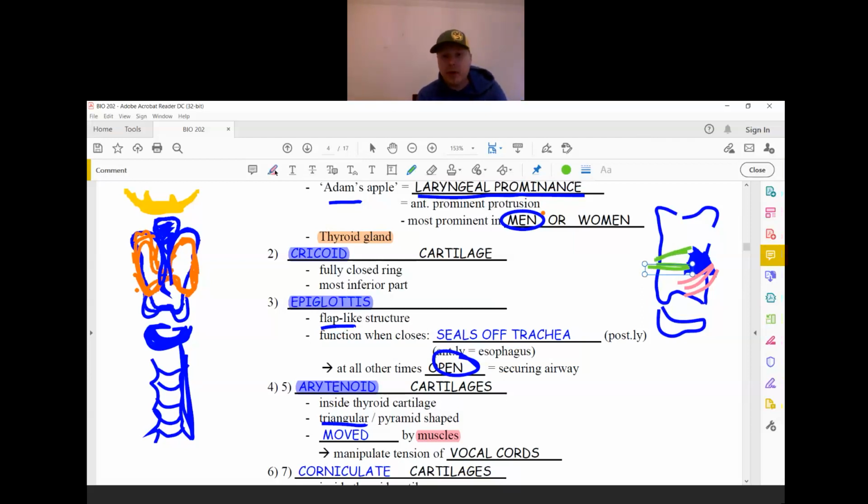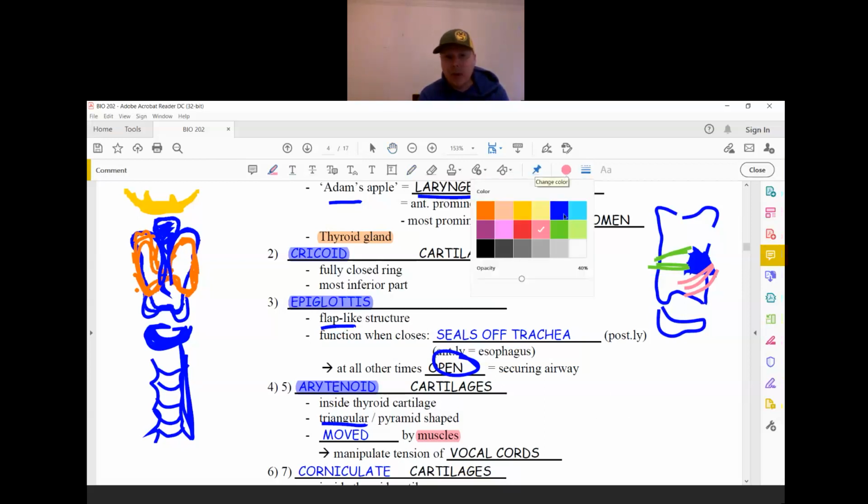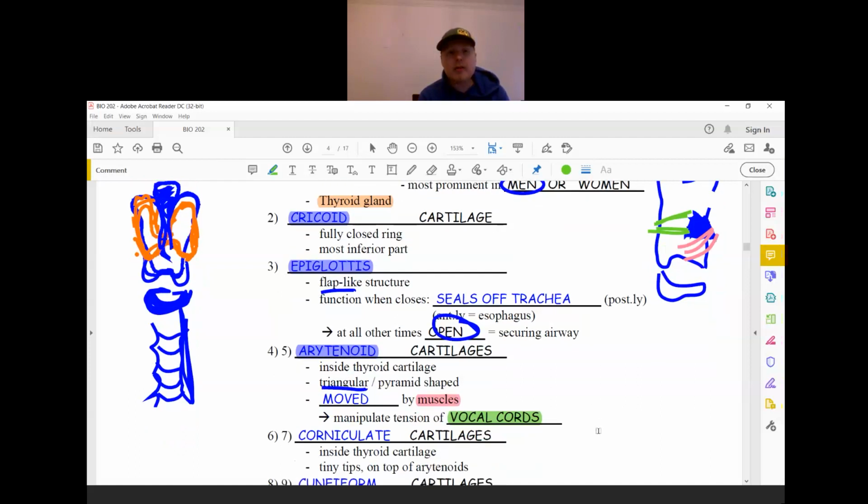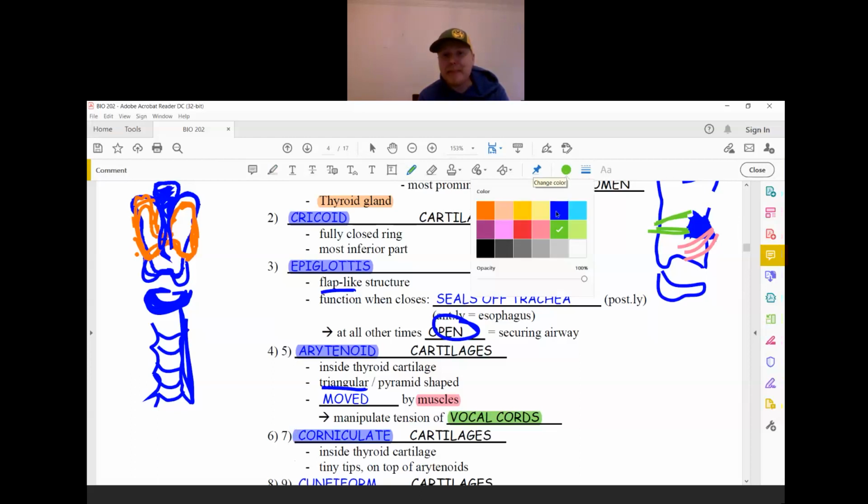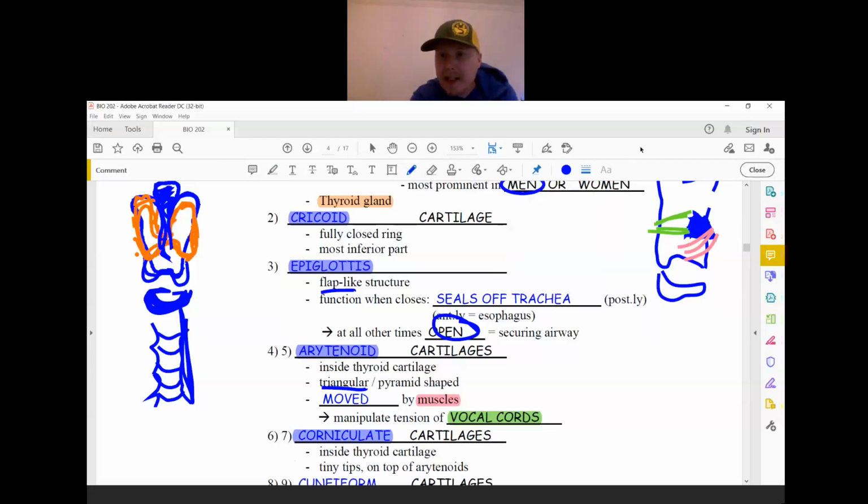So they play an important role in that movement, tightness of the vocal cords. Let's add one more structure on top of the arytenoids. These structures that I'm going to introduce to you are going to be our corniculate cartilages. Corniculate cartilages are located as tips on top of the arytenoids, one on each side, and you can think of them, like I said, as kind of tiny top parts on top of the arytenoids.